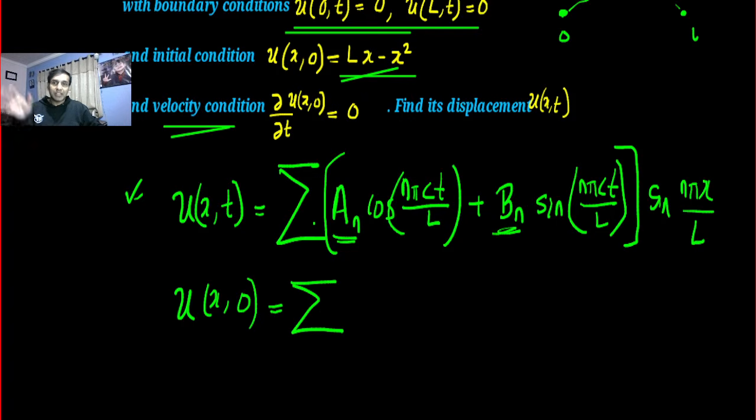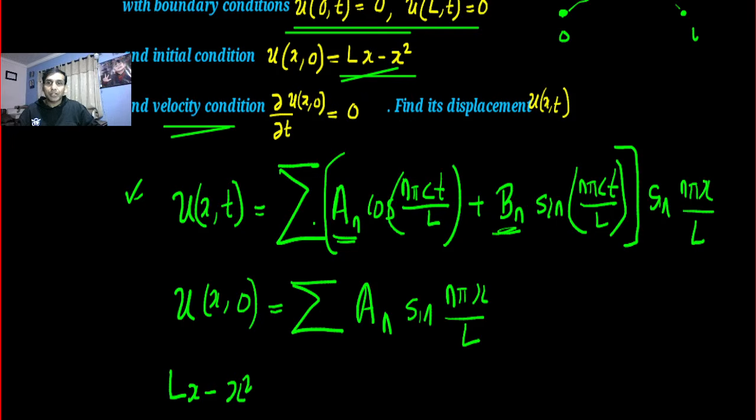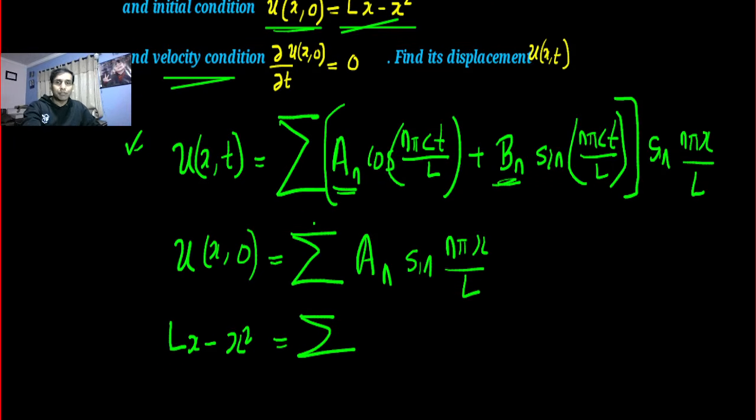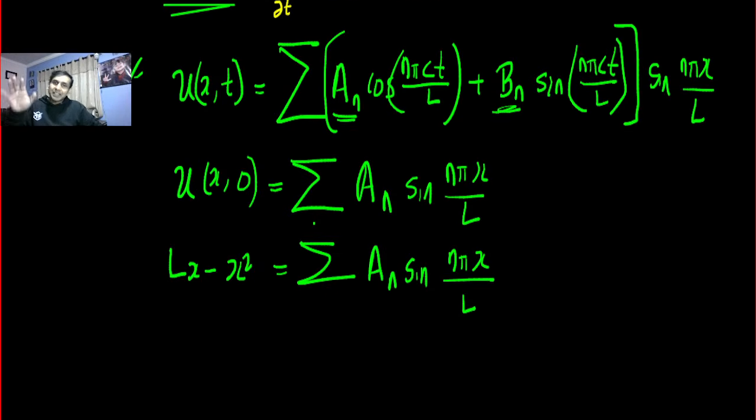And we talked about it in the last video. So cos 0 will become 1, sine 0 will vanish. So we get an sin(n pi x by L). Now the condition is Lx minus x squared, because the value of u(x,0) is given, equal to sigma n equal to 1 to infinity, an sin(n pi x by L). Now look at this. This is exactly our Fourier sine series, and I want the coefficient. Don't forget, we are looking for an and bn.